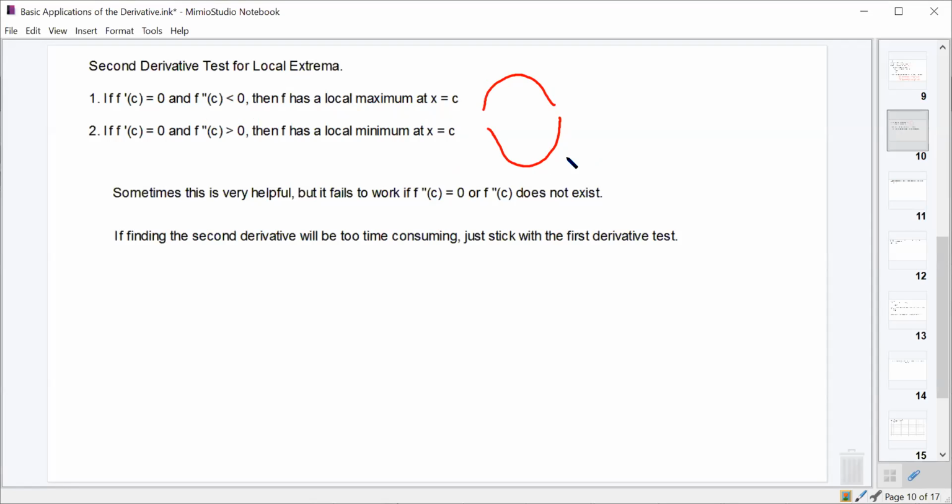Everybody good with that? So sometimes it might be quicker and easier to use the second derivative test to determine if something's a local max or a local min, rather than doing a sign chart with your first derivative. All right.